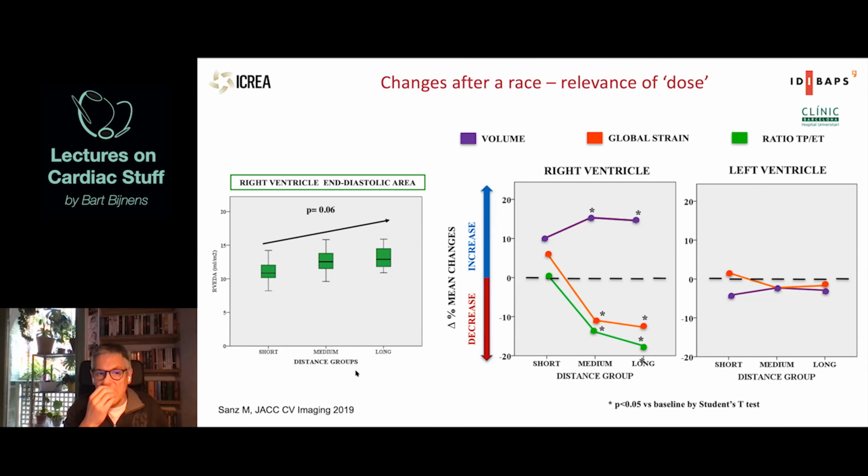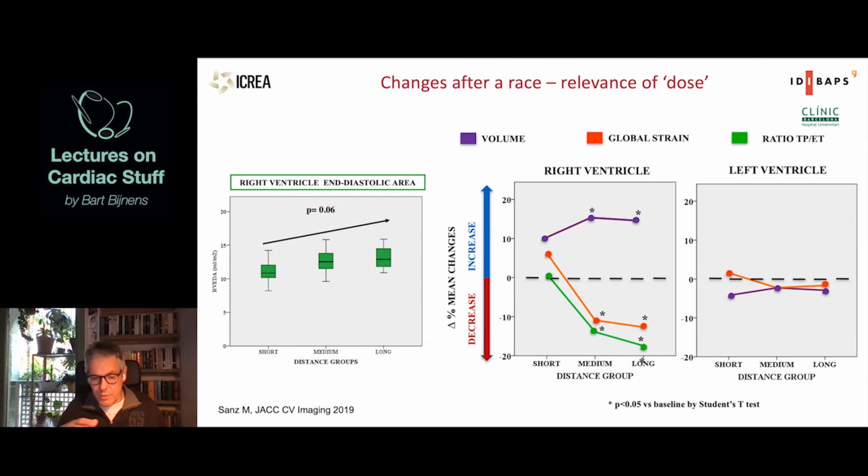Here's a study that they did at Hospital Clinic here in Barcelona, where they looked at 3 groups of runners. These are distance runners, who did either short, medium, or long distance. Especially the medium and long groups didn't have huge training differences, so they were similar athletes in some ways. And what you saw there is that when we look at the size of the right ventricle, there's clearly a dose effect, which you might imagine.